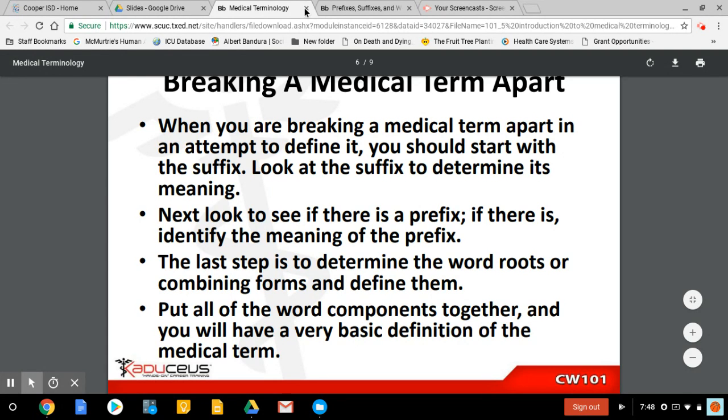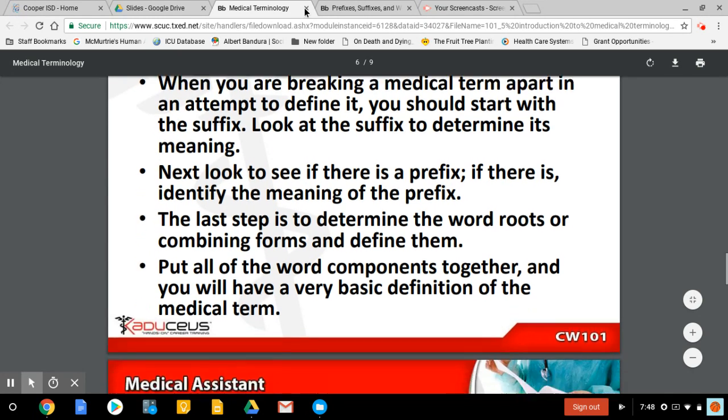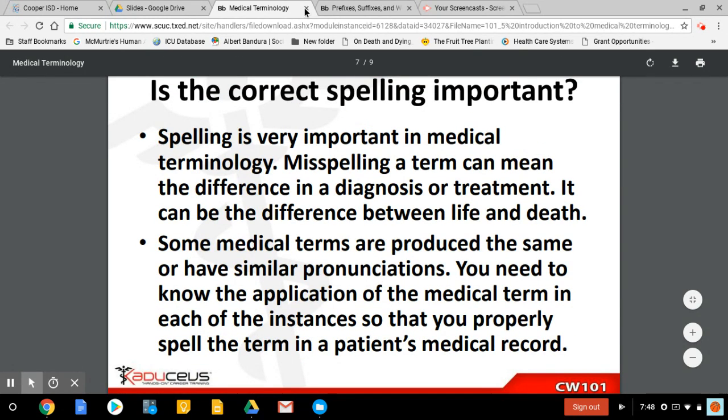And when we put it all together, we have the word, but we can also determine what it means. If we know the prefix and the suffix, a lot of times it can help us determine the word root if we're not sure. Once again, spelling is extremely important. You're going to have to learn how to spell these words. Misspelling terms can be the difference in diagnosis and treatment.